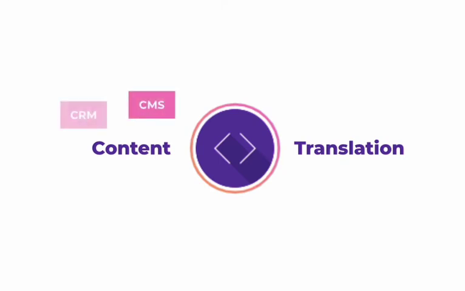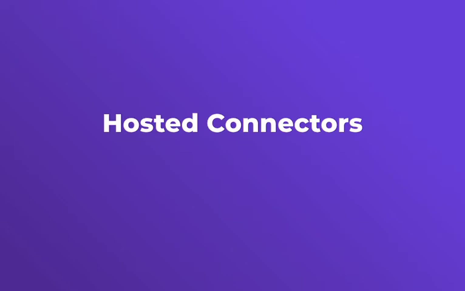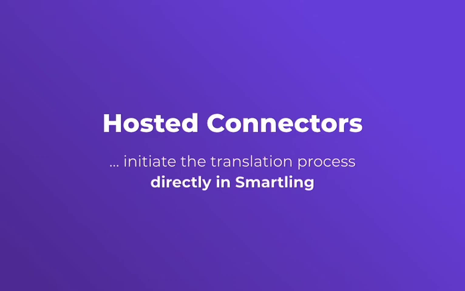A connector is a pre-built integration that creates a direct link between a content platform, such as a content management system, an email marketing platform, or your knowledge base, and the Smartling translation management platform. Smartling offers connectors for many popular content platforms. In this video, we will specifically look at connectors that are hosted in Smartling. This means that you can configure your connector and initiate the translation process directly in your Smartling dashboard.